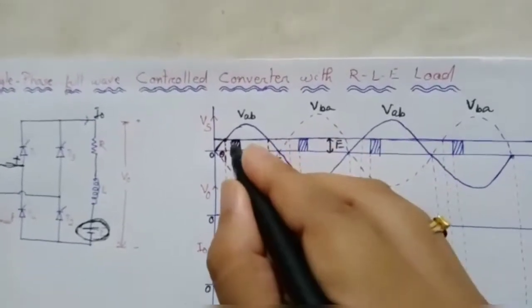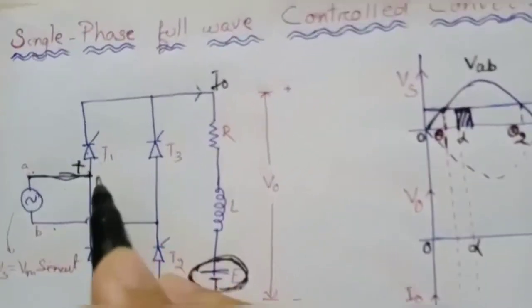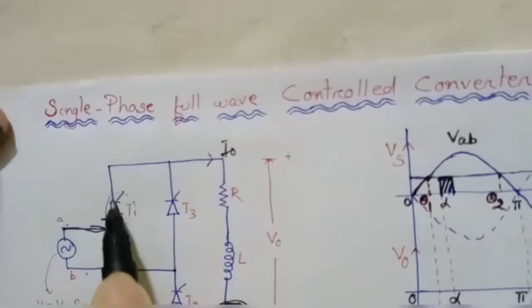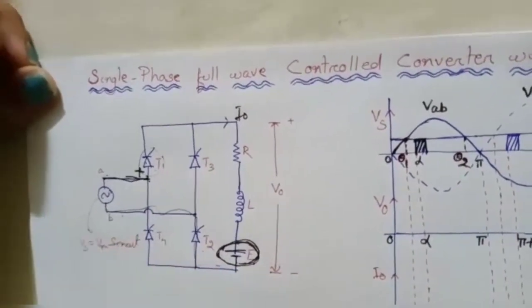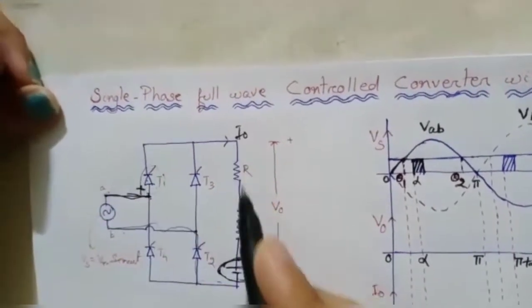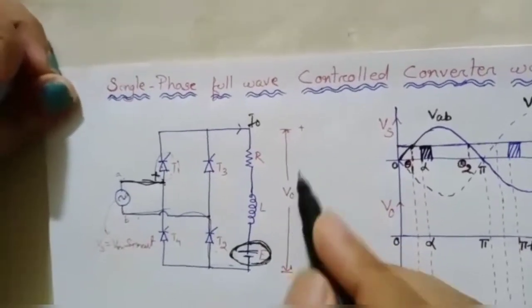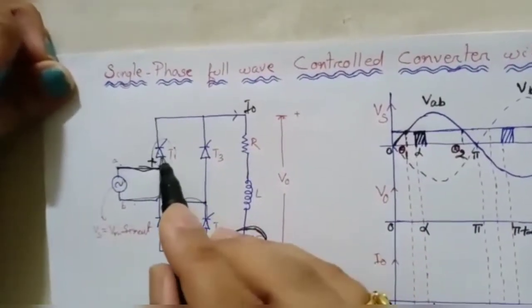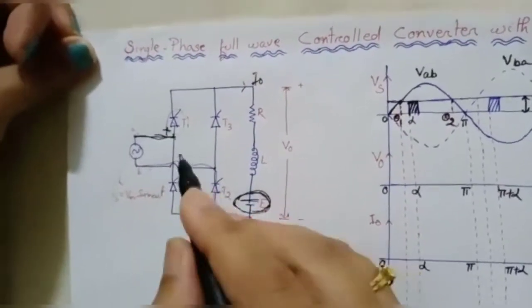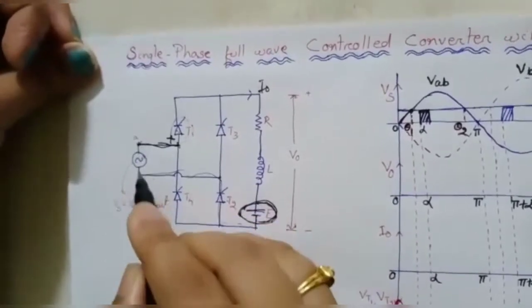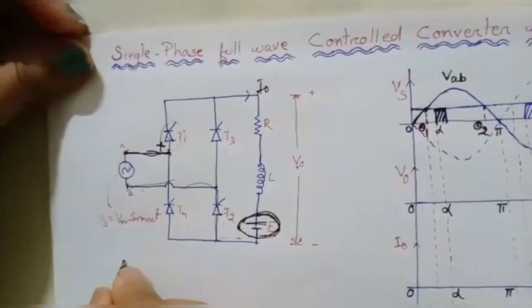When we provide the gate pulse, starting from Vs or point A, the current goes through T1, the load, T2, and back to B or Vs. This is the closed path of the current. So what must the output voltage V0 be? T1 and T2 are turned on, which means it is a short path, so the entire supply voltage VAB will appear across the load.